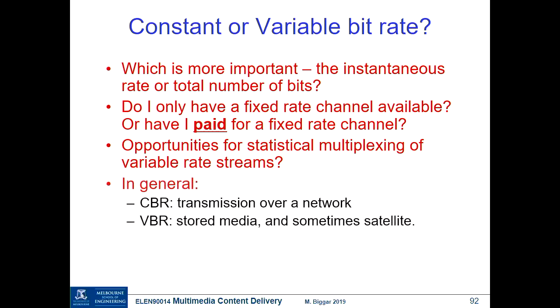So, in general, we would use CBR for transmission over a network. That's a bit too general, really, because a packet switch network like the internet can accommodate a variable bit rate. But if I've leased a line from a telecommunications provider that gives me X megabits per second, then I would use constant bitrate. But I would use VBR for stored media, for DVDs and Blu-rays, and sometimes satellite, and the sometimes satellite comes from this statistical multiplexing that we'll talk about with the next slide.